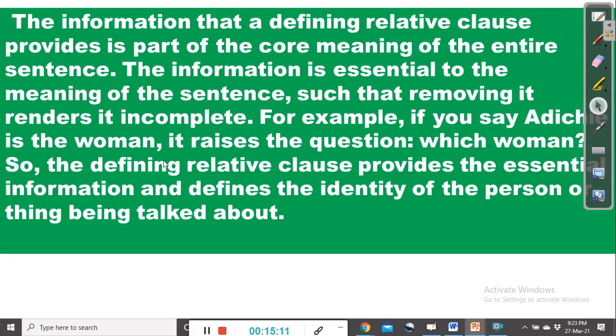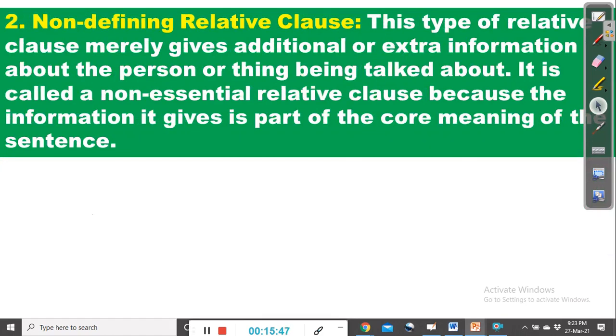Now, the information that a defining relative clause provides is part of the core meaning of the entire sentence. The information is essential to the meaning of the sentence, such that removing it renders it incomplete. For example, if you say Adiche is the woman, it raises the question, which woman? So the defining relative clause provides the essential information and defines the identity of the person or thing being talked about. That is the defining relative clause.